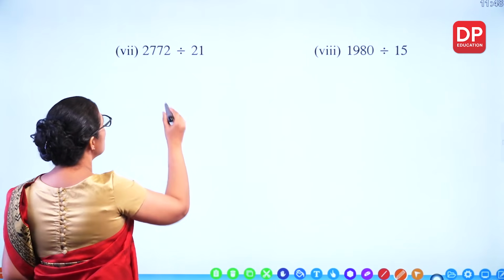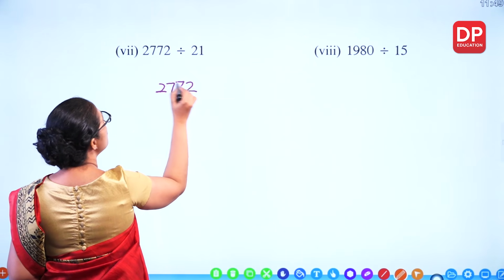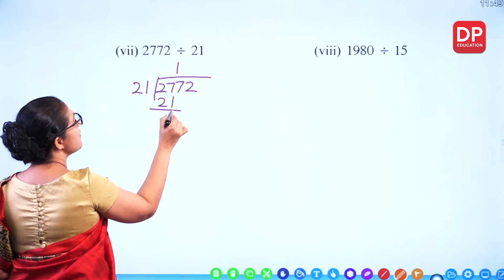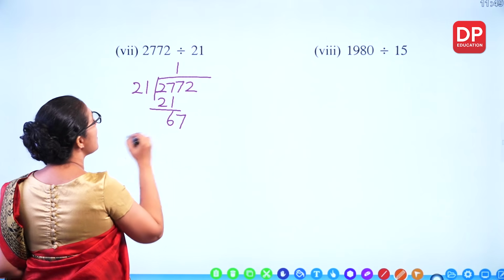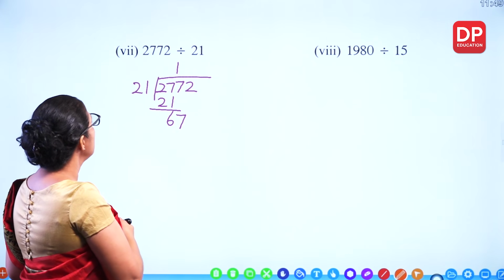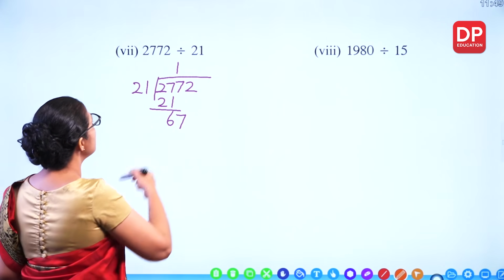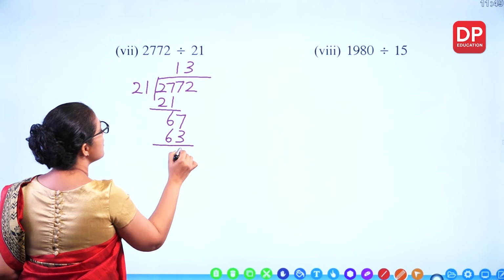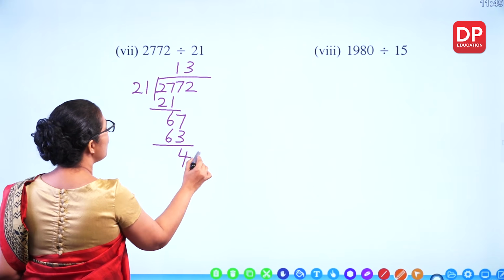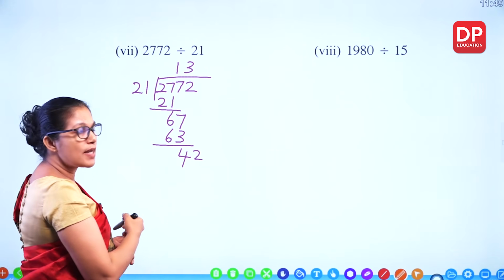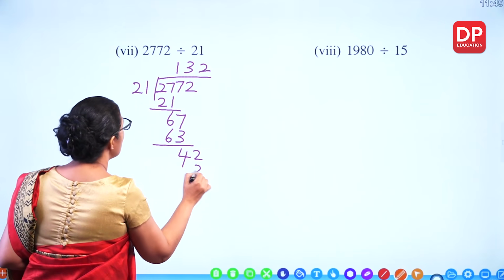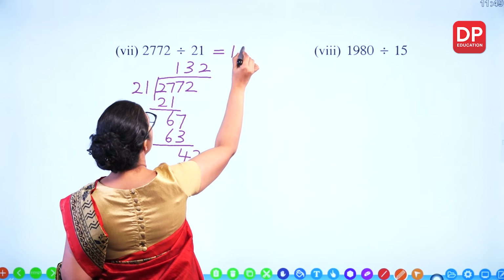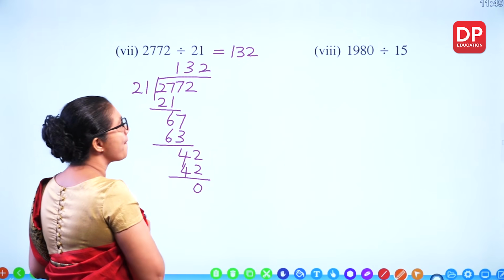This question, 2772 divided by 21. You get 1 here. So what's the remainder there? 6. For 67, how many 21s are there? You get 3. 3 times 1, 3. 3 times 2, 6. So the remainder is 4. So 42 is there. So 21 times 2, you get 42. So you get remainder 0. Answer is 132.